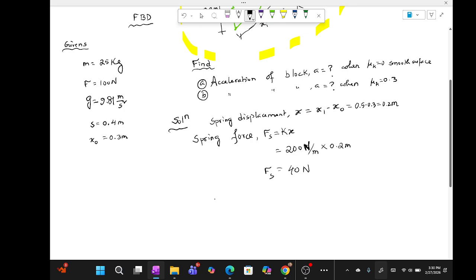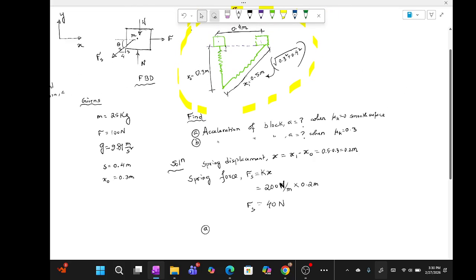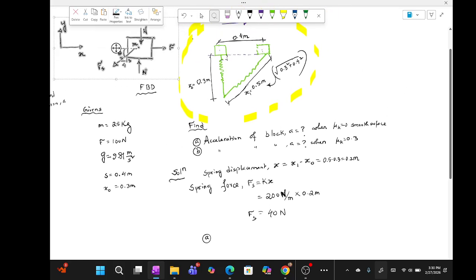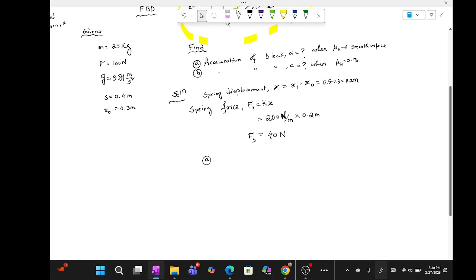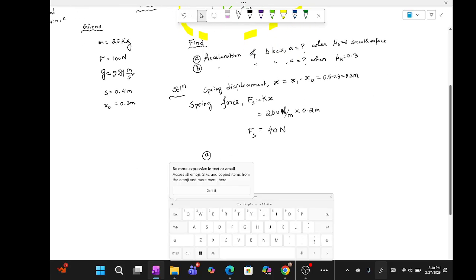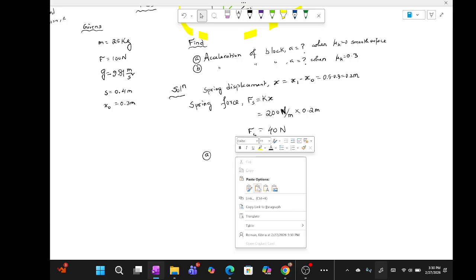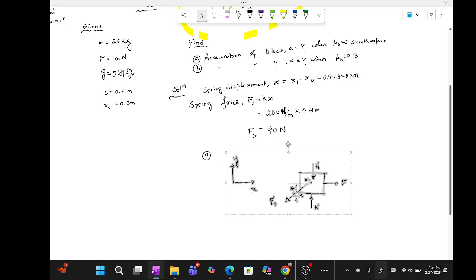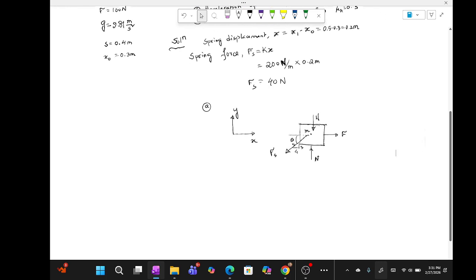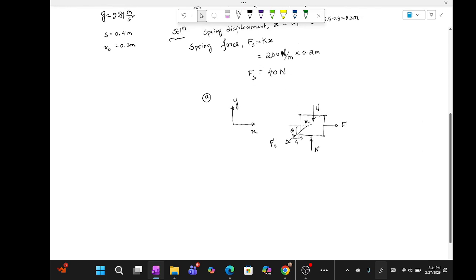Okay. So solution, part A, let me help you solve that. In part A, I probably need the free body diagram here. So let me copy the same thing, copy and paste it here again. All right, we are trying to solve part A, right? So how are we going to do that?